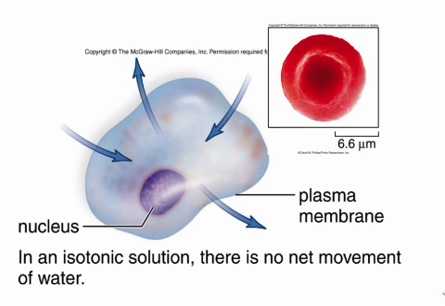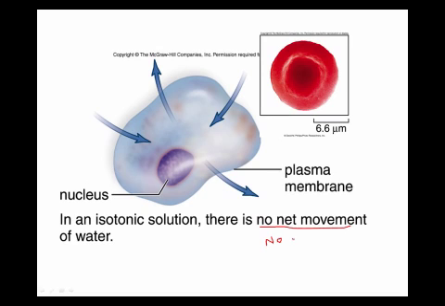If we place an animal cell in an isotonic solution that has the same solute concentration in the solution as that is found inside the cell, there's going to be the same water concentration on both sides of the membrane as well. And so there will be no net movement of water. We can still have water coming in, water going out, but there will be no net change in movement of water.